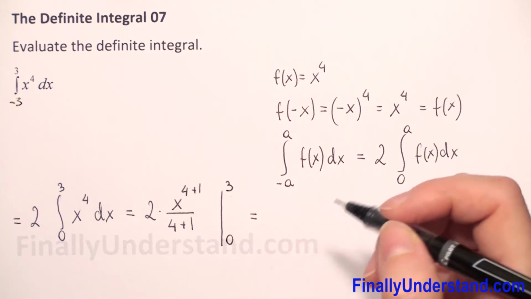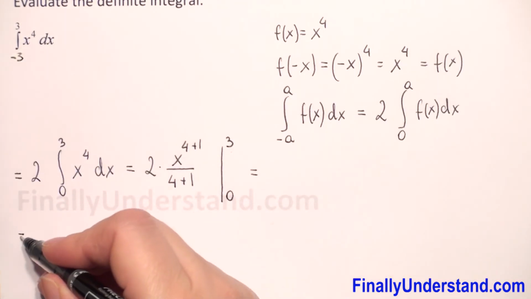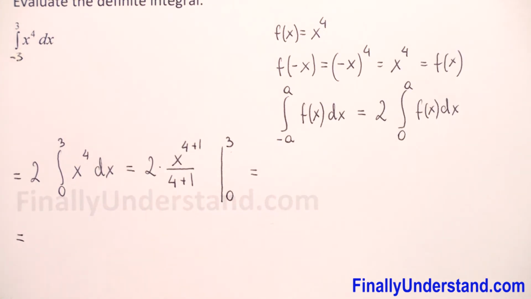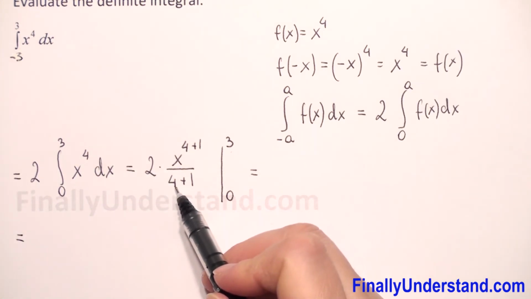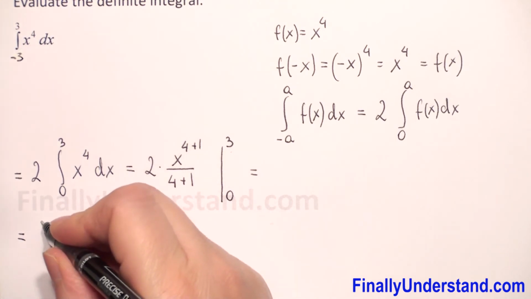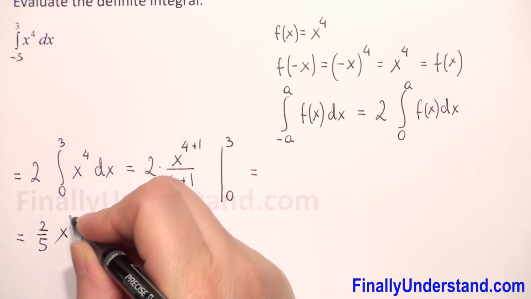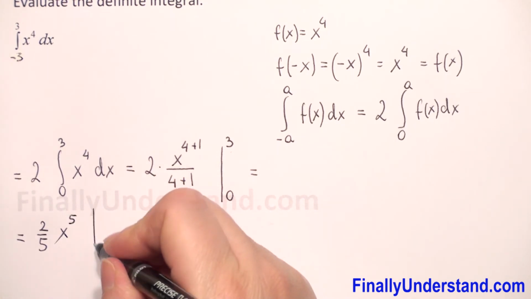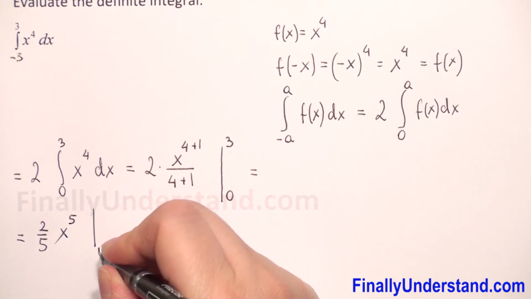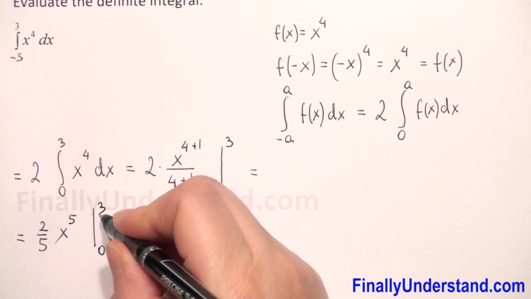So this is equal. We can simplify first. So it will be 2, and we have 4 plus 1 is 5, so it will be 2 over 5 times x to the 5th power, and we put a vertical bar from 0 to 3.